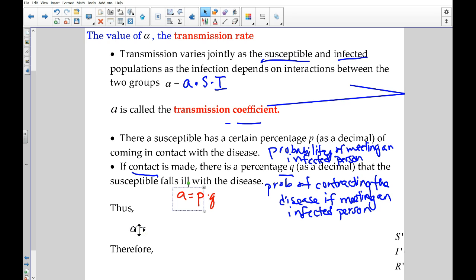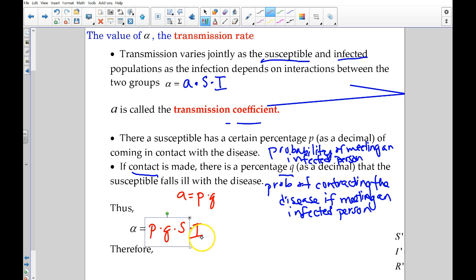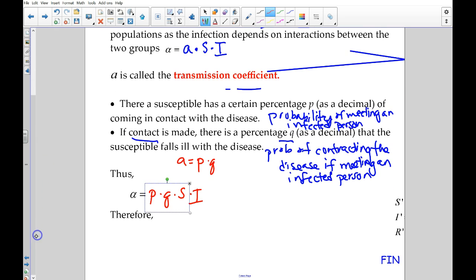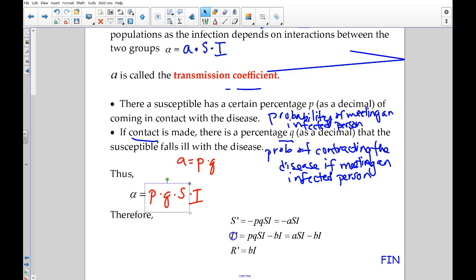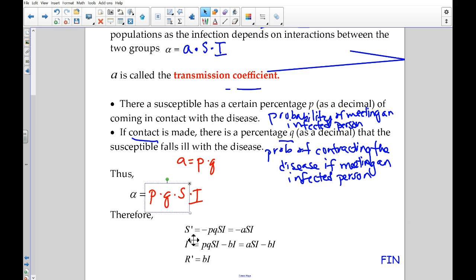So what that means is that alpha, which was equal to ASI, is P times Q times S times I. Again, P and Q are the percentages that we just talked about. S is the number of people in the susceptible compartment. I is the number of people in the infected compartment. So we can write the rate of change equations for the various compartments in the following way.